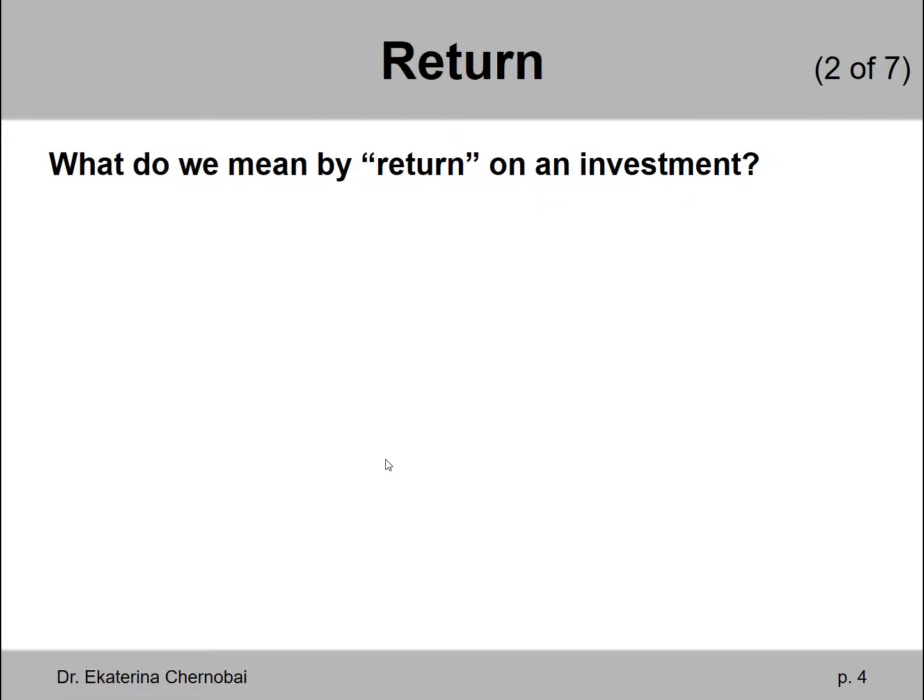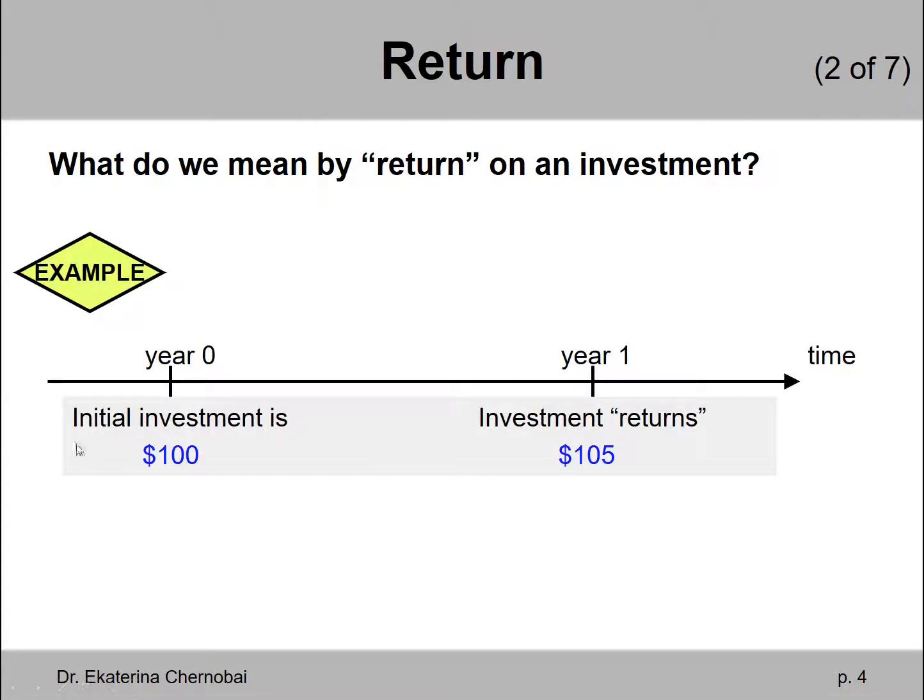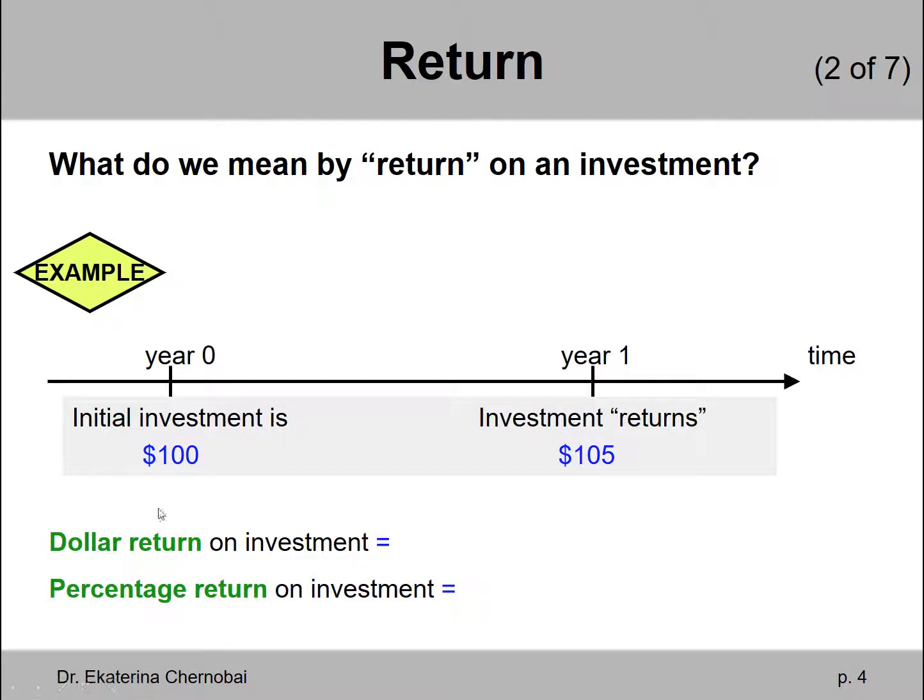So what do we mean by return on an investment? In this example, in year 0, you invest $100. In year 1, the investment returns $105, right? So how would you calculate the dollar return on this investment? Well, in dollars, you get $5 richer, right? Which is calculated by taking the ending value, 105, and subtracting the beginning value, 100. 105 minus 100 equals $5.